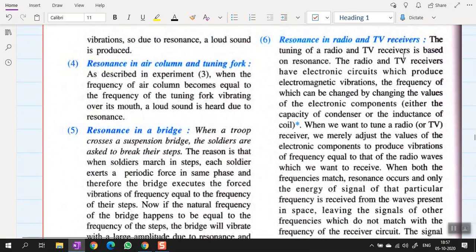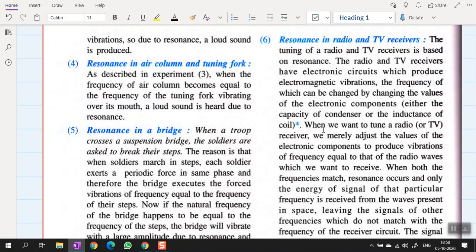Resonance in radio and TV receivers. Ye bhi important hai. The tuning of radio and TV receivers is based on resonance. The radio and TV receivers have electronic circuits which provide electromagnetic vibrations, the frequency of which can be changed by changing the values of electronic components, either the capacity of condenser or the inductance of coil. ये कंडेंसर और इंडक्टेंस क्या है ये तुम्हें हायर क्लासेस में समझ में आएगा, बट तुमने देखा होगा तुम्हारे रेडियो में या टीवी रिसीवर में कुछ रेडियो स्टेशंस, पता है तुम्हें एफएम के कुछ सर्टेन फ्रीक्वेंसी पे ही कुछ सर्टेन रेडियो स्टेशन चलते हैं, तो वो पर्टिकुलर फ्रीक्वेंसी पे जब तुम तुम्हारे रेडियो सेट को रखोगे तो इट कैचेस द सिग्नल.